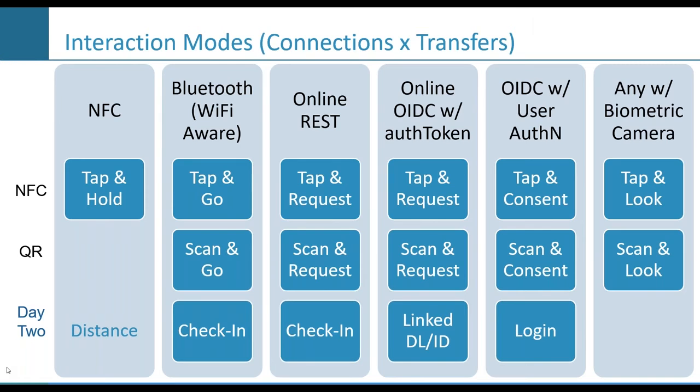Tapping and then going to Bluetooth or Wi-Fi Aware for the data transfer is a slightly different experience, where they tap and they can pull the device away because the transmission of the data will happen from a greater distance. And there are flavors of these as well as you go through the QR code, so a scan and go. The online model typically is not going to look very different to the user or to the verifier.